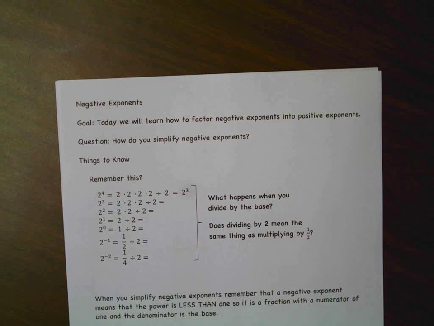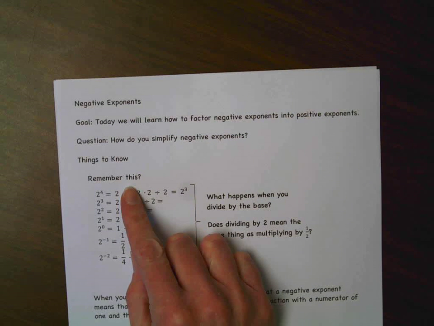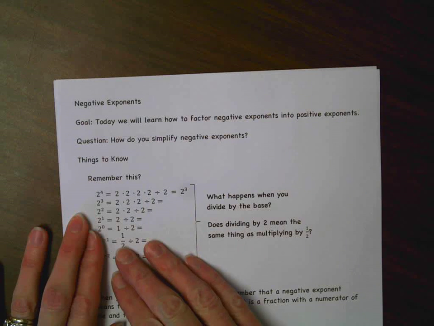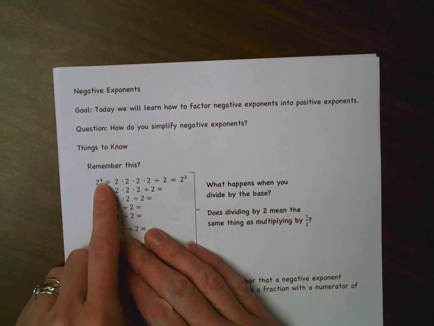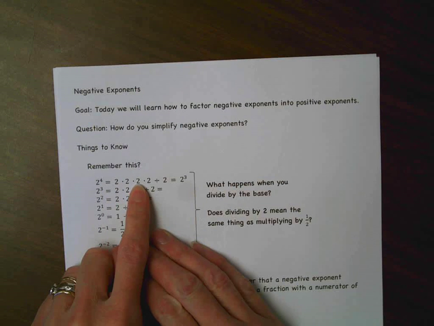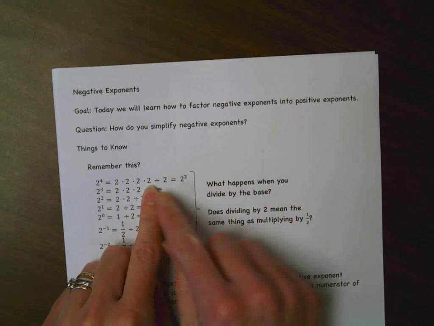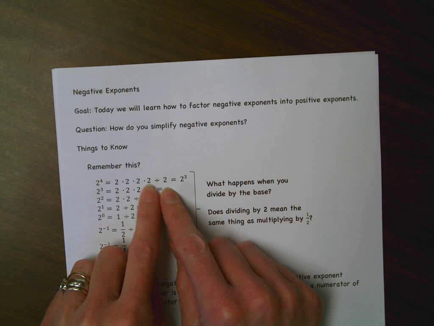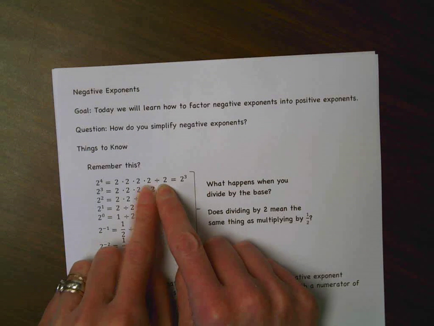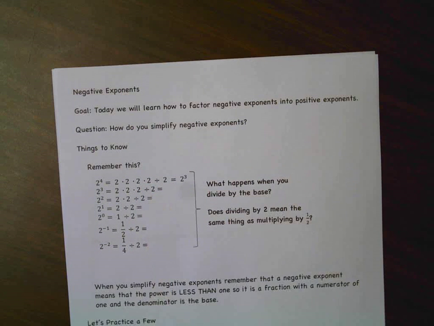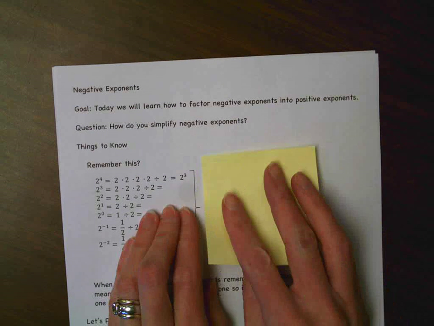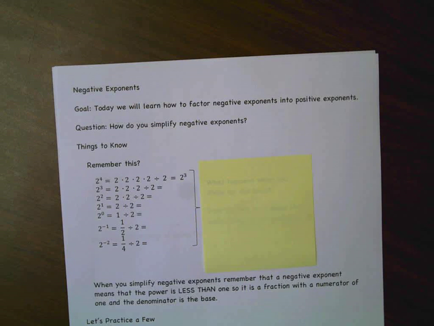All right, so going back to some things that we know, I'm asking you to remember this little pattern that we've been working with in the last couple of lessons. If you were to show 2 raised to the 4th power, it means 2 times 2 times 2 times 2. And then I'm asking you to take that power and divide it by 2. If I divide it by 2, what is actually happening is you are undoing one of the multiplication patterns that you did.